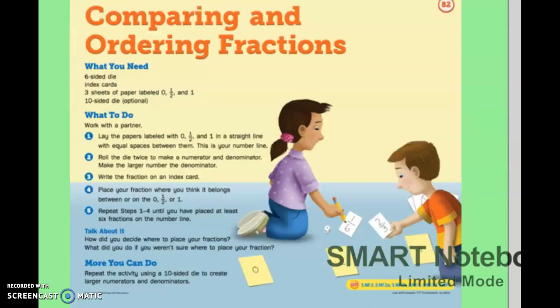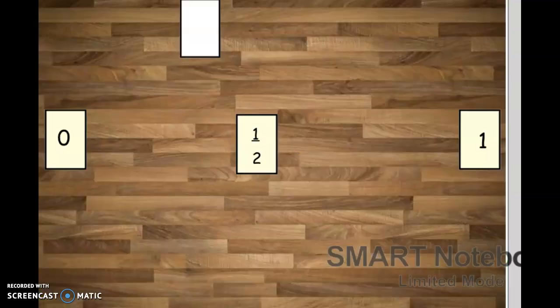The second activity that you can do is comparing and ordering fractions. The directions are listed below. To model, I've created a version on the screen. Let's pretend that I'm playing this on my floor. The first thing you will need are index cards or cut up pieces of paper labeled with our benchmarks 0, 1/2, and 1. You'll want to put those in a line on your floor with an equal distance between each one.